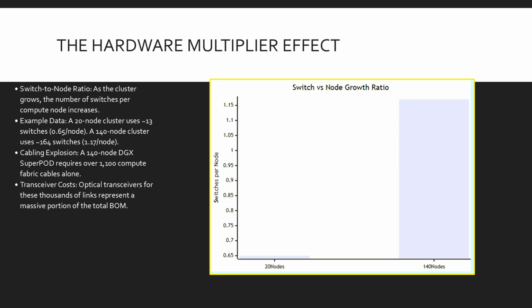This bar chart quantifies the hardware multiplier. The x-axis compares a 20-node cluster to a 140-node cluster. The y-axis shows the switches per node ratio. Notice the jump from 0.65 to 1.17. This visualizes how the networking overhead per server increases as the total system size grows, mathematically proving the nonlinear cost scaling.